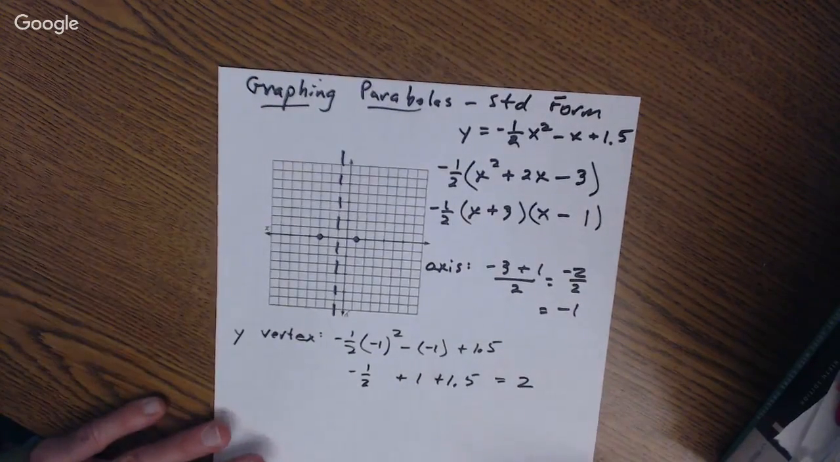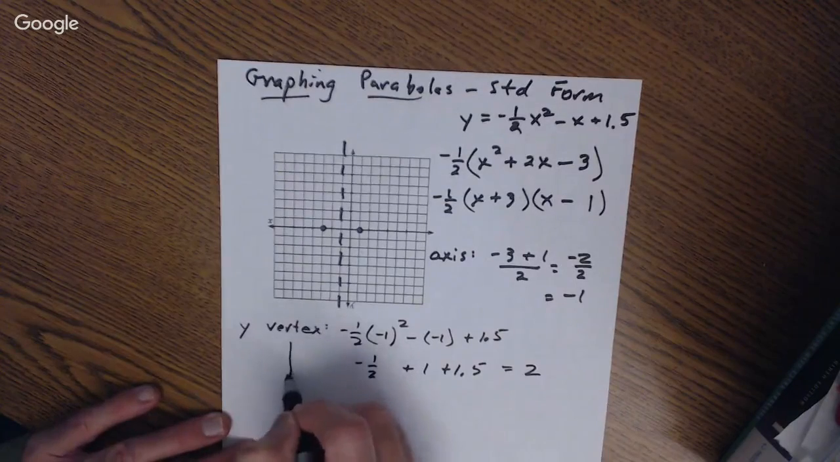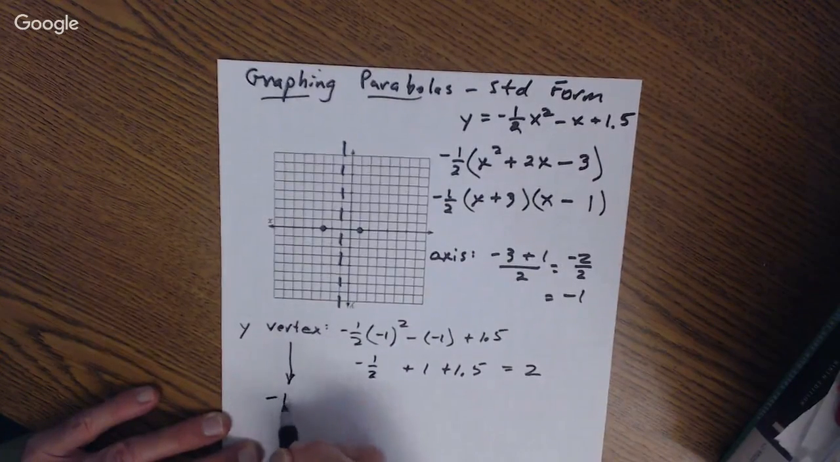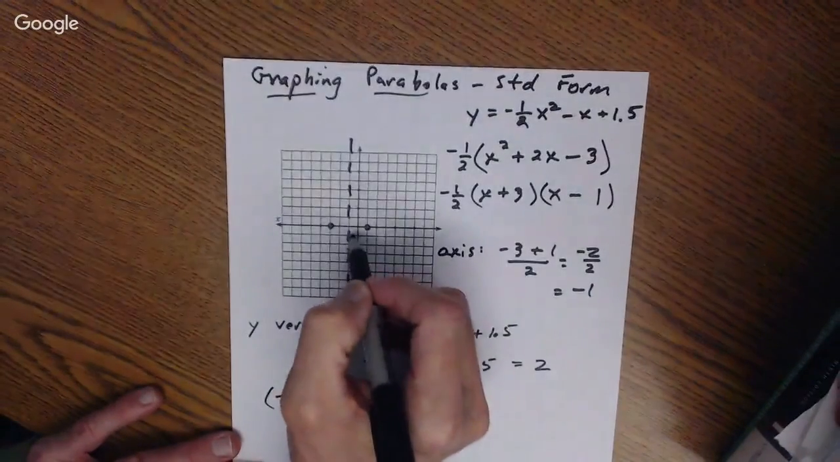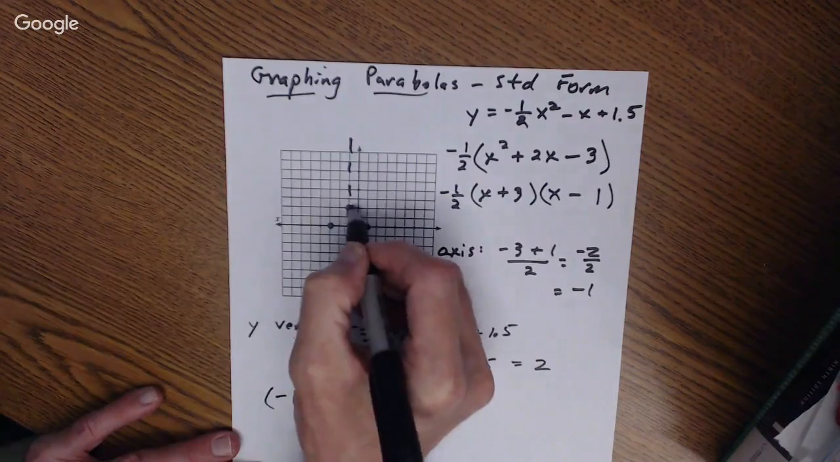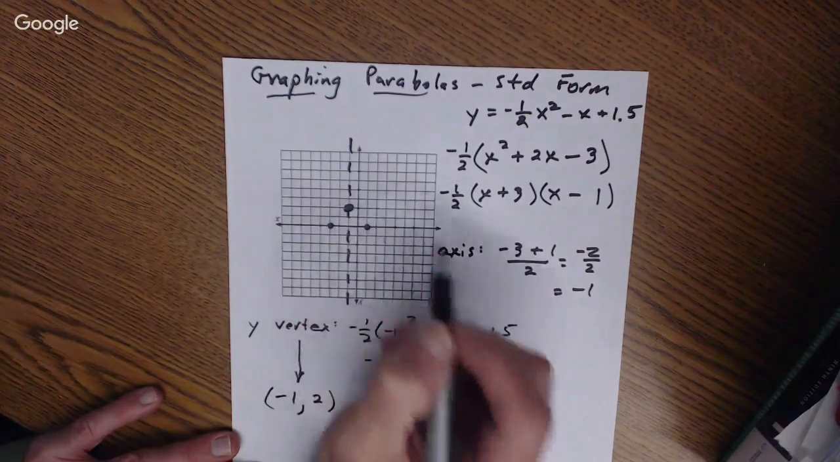going to be 2. So our vertex is going to be at negative 1 on the x-axis and positive 2 on the y-axis. So we're going to put a dot there. So negative 1 on the x, positive 2 on the y is right there.